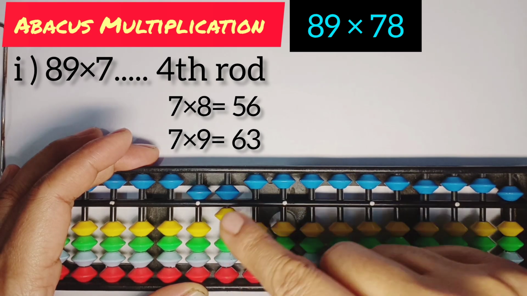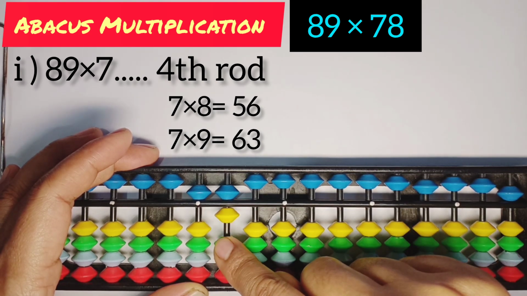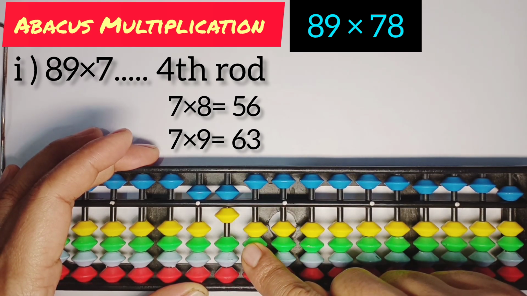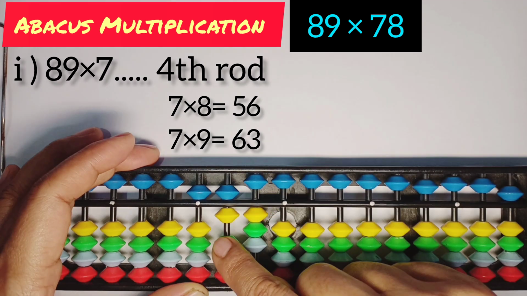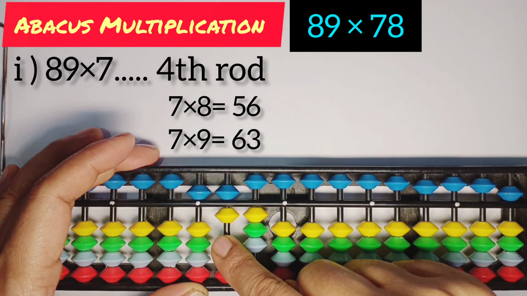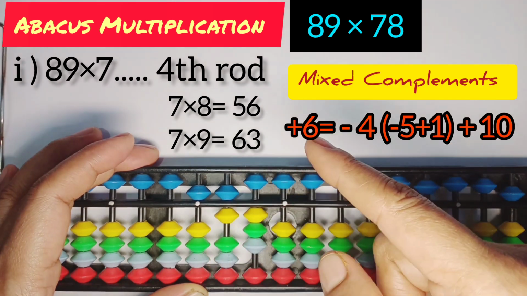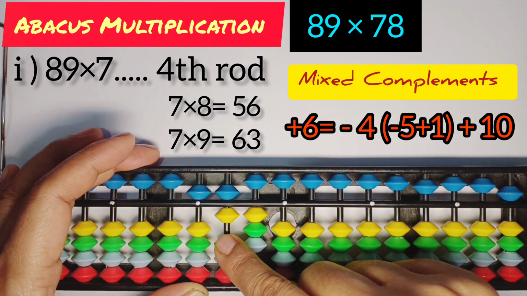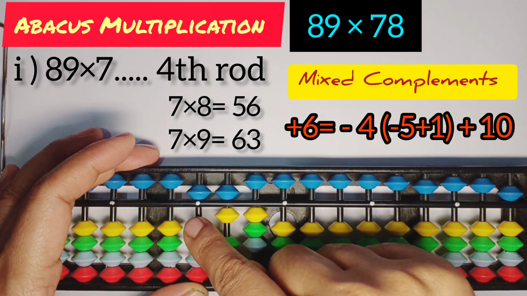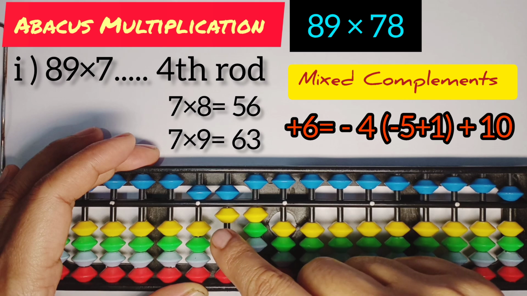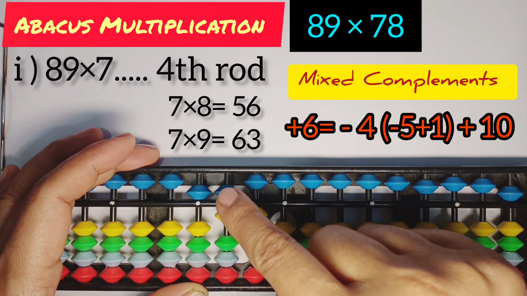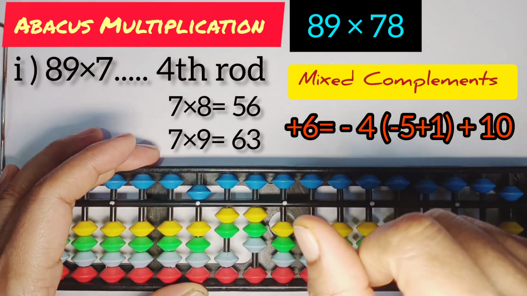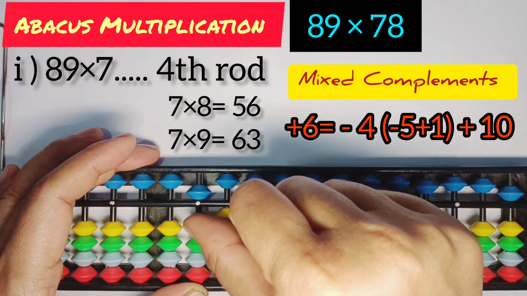As we stopped here, we will start from that rod, add 6 on third rod and add 3 on second rod. We can add 3 directly, but we cannot add 6 directly on third rod. To add 6, we need to apply mixed complements. Less a 4, add a 10. We can add a 10, but we cannot less a 4. To less a 4, we will apply a different formula. Less a 5, add a 1. To less a 4 and add a 10.